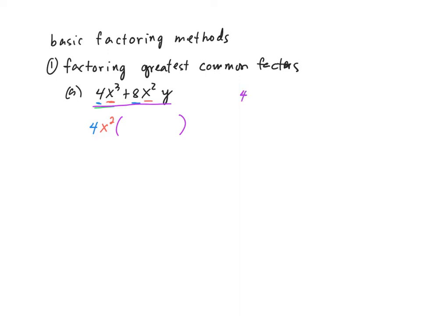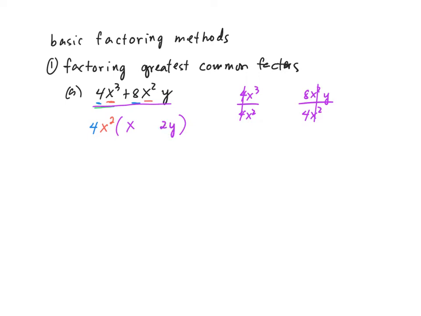Now let's divide 4x cubed, the first term, by the common factor 4x squared. This is equal to, the 4 here will cancel out, and x cubed divided by x squared is just x, so we place that answer here. The second term, 8x squared y divided by 4x squared. Here, x squared will cancel out. 8y divided by 4 is 2y, and we place that answer here.